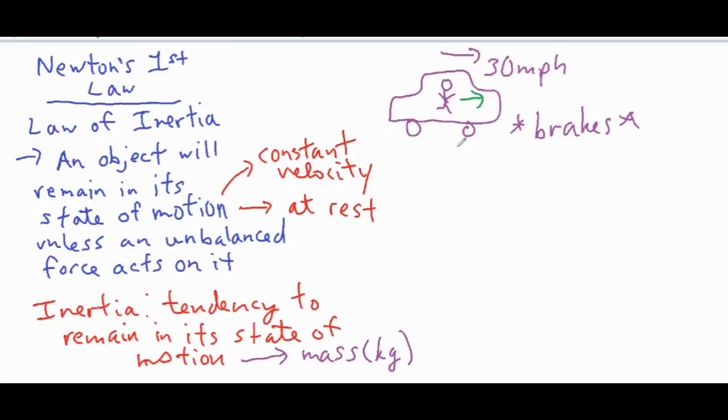So the person wants to continue moving at 30 miles per hour, and they do briefly. And then now the car has actually slowed down. So the car is actually going slower than the person. Therefore, the person would move forward in the car. So because of a lack of force until probably the seatbelt tugs on you, you're going to feel yourself being thrown forward. So that is one example of Newton's first law.